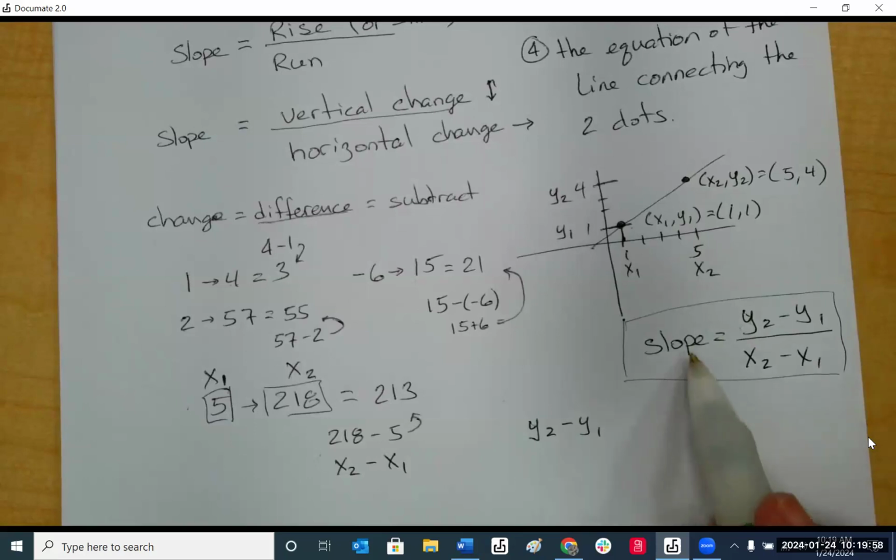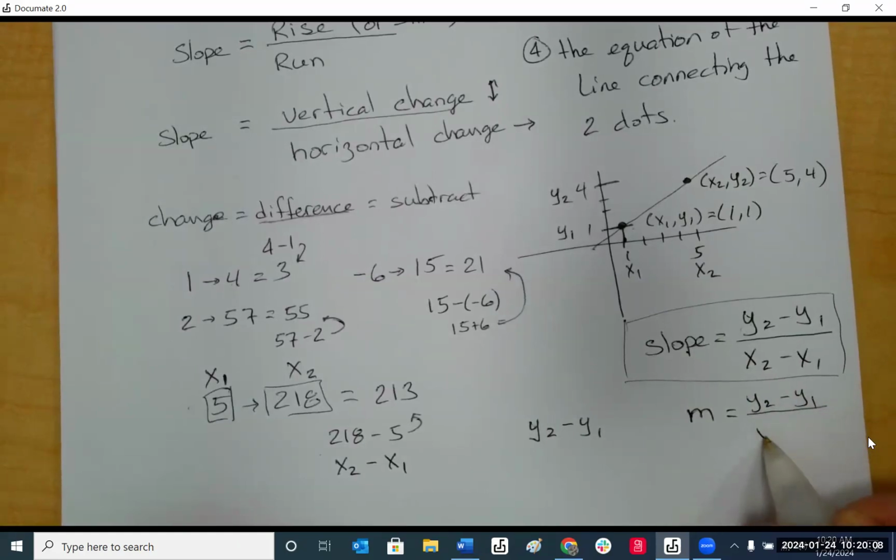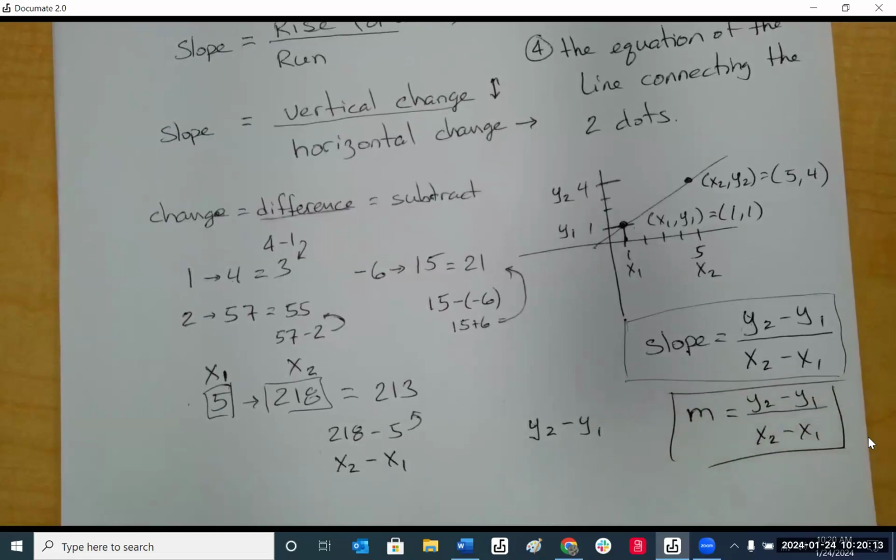But we don't always want to keep on writing the word slope. So in mathematics, we use the symbol m for slope. There's your first formula, the slope formula. So many things begin with this. Actually, this is where you begin calculus with that equation.